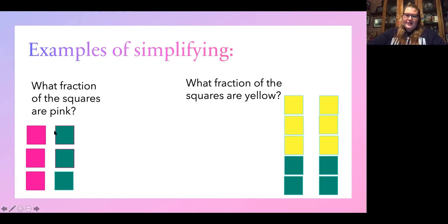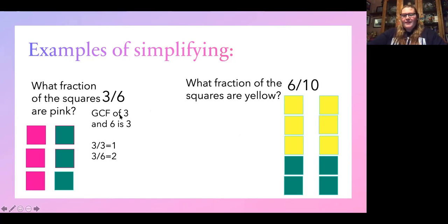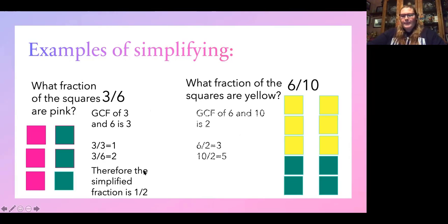So now we're going to simplify these. We said that 3/6, Justine did answer and say that it was also 1/2. So the greatest common factor of these two numbers is 3. So 3 divided by 3 is 1, and 6 divided by 3 is 2. And therefore the simplified fraction is 1/2. And for the yellow and green squares, the greatest common factor of 6 and 10 is 2. So 6 divided by 2 is 3, and 10 divided by 2 is 5. So the simplified fraction would be 3/5.